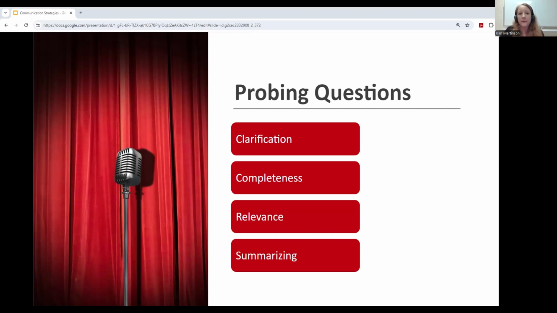And then lastly, we have summarizing. These questions are framed more like a statement. They pull everything together, all the relevant points, and they can be used to confirm to the listener that you heard what was said. So you're making sure that you heard correctly what was said to you.